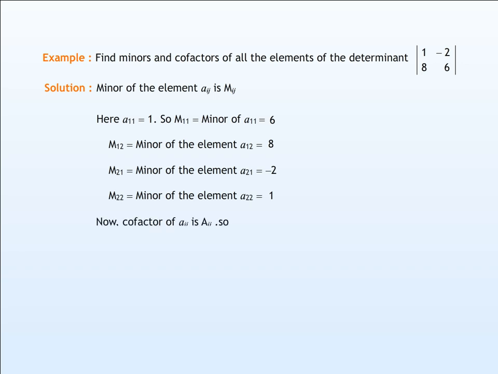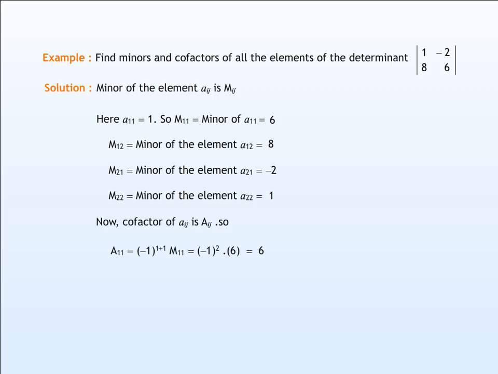Now, the cofactor of an element Aij will be obtained by multiplying its minor by minus 1 raised to power i plus j. Here i and j refer to the row and column in which the element lies. Cofactor of first row, first column element A11 will be minus 1 raised to power 1 plus 1 multiplied by M11, which is equal to minus 1 raised to power 2 times 6.